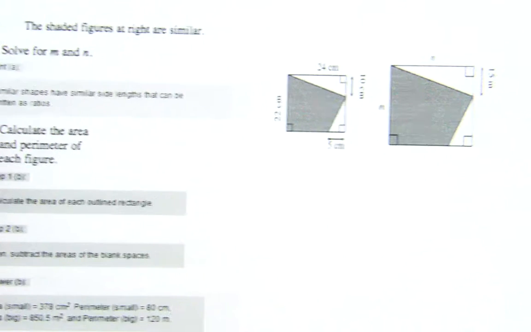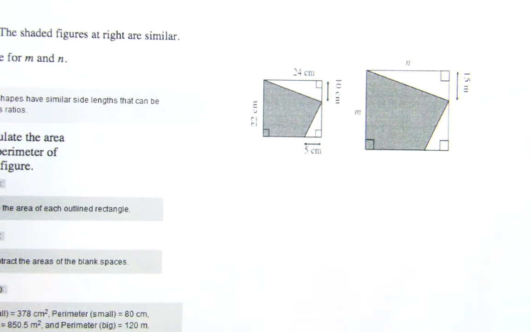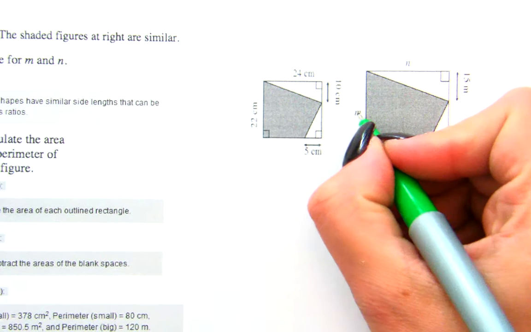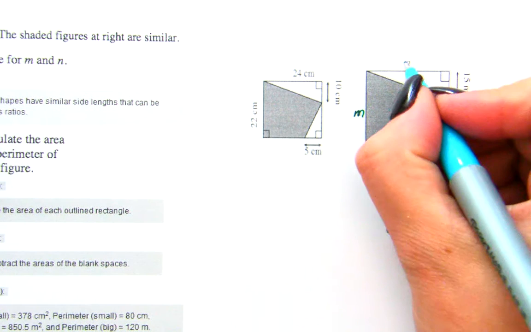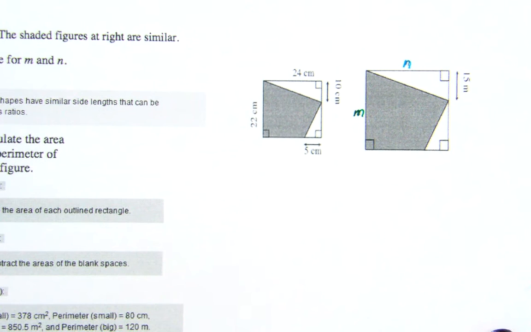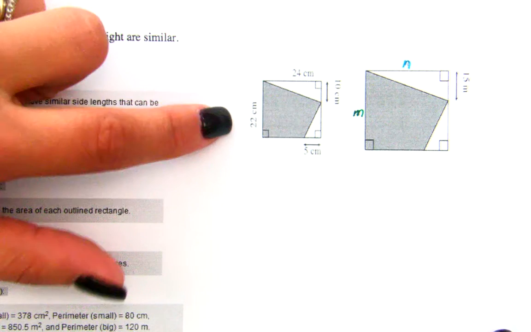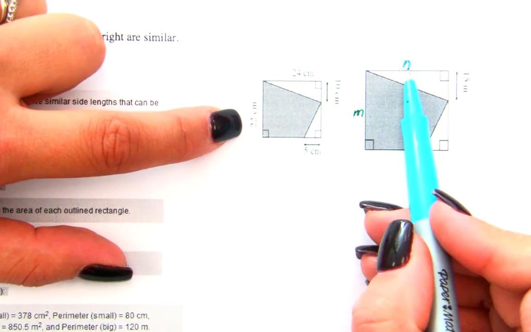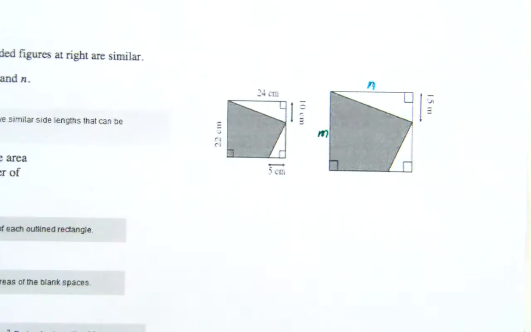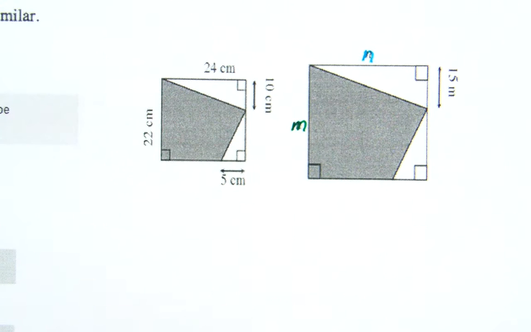If you look at it, m is going to be our green side, and then n is going to be our blue side. And the question is, what's the proportion ratio? So you have 22 and m, and you have 24 and n. You cannot use both m and n in the same equation. That wouldn't make sense.